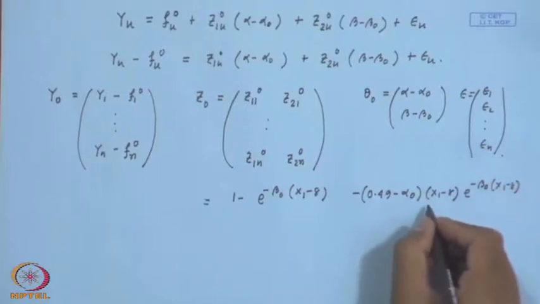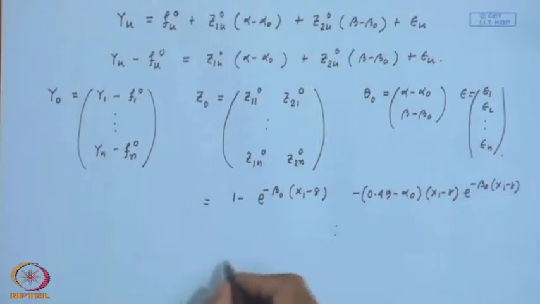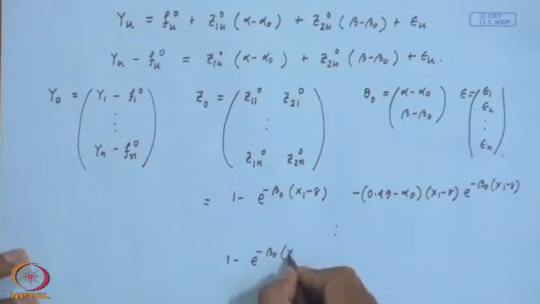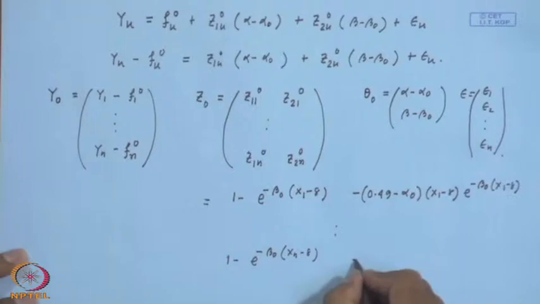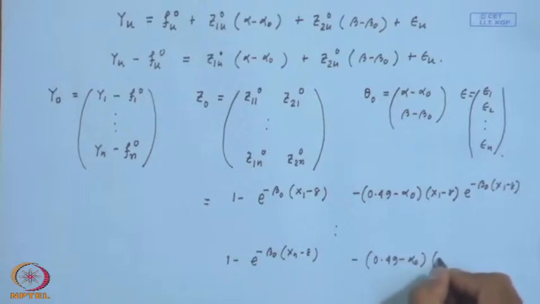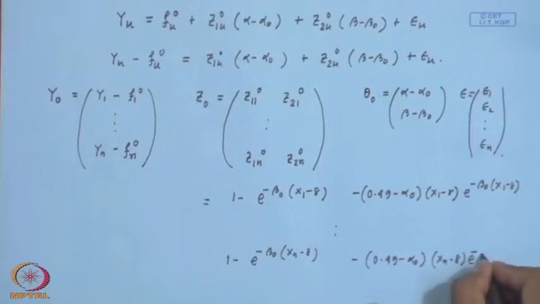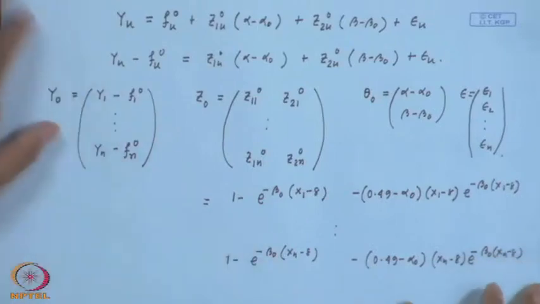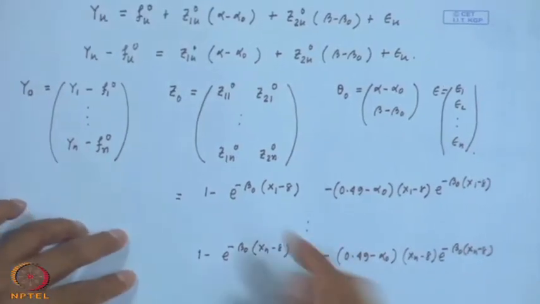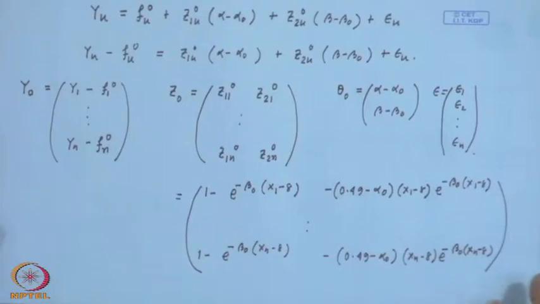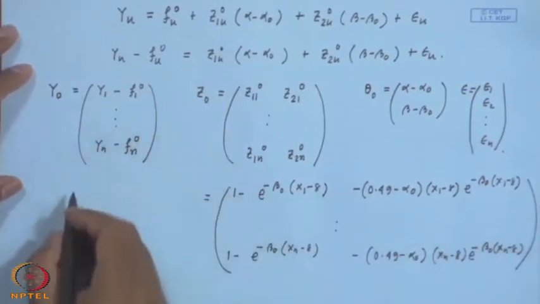So, you can see that this is the derivative of the function f with respect to beta at the point alpha naught, beta naught. Similarly, this one is 1 minus e to the power of minus beta naught xn minus 8, and this one is minus 0.49 minus alpha naught, xn minus 8 e to the power of minus beta naught xn minus 8. So, this is what the Z naught matrix is.